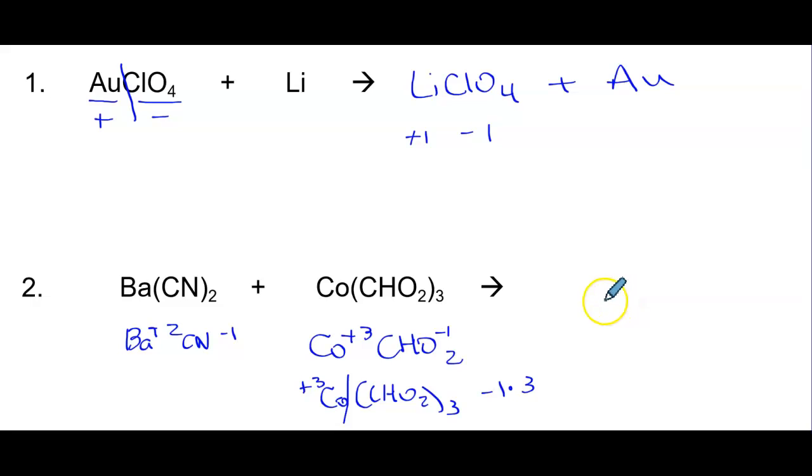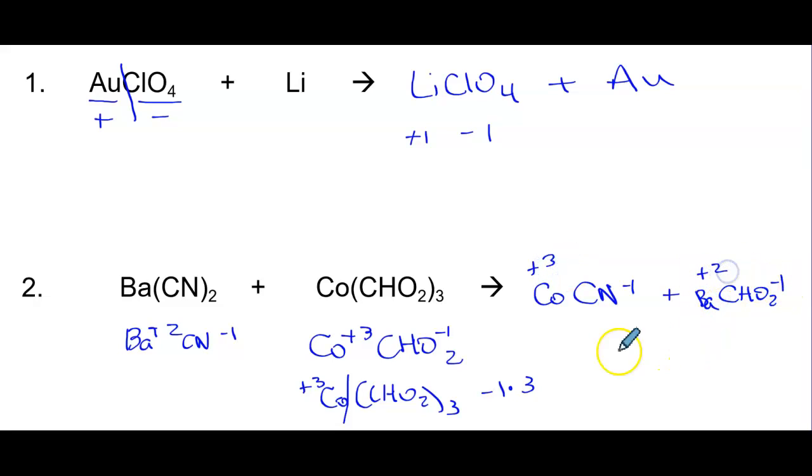So for a double replacement, you're going to switch the fronts or switch the backs, but not both. What I like to do is anchor my backs and then switch my fronts. So cobalt is going to go with Cn, and barium is going to go with CHO2 minus. Now cobalt we already know is a plus 3 from the other side.